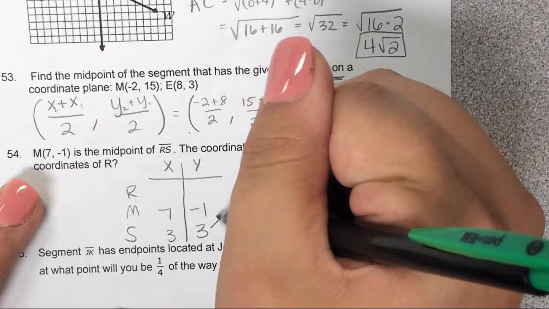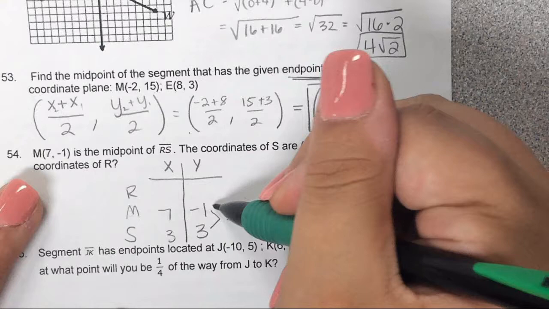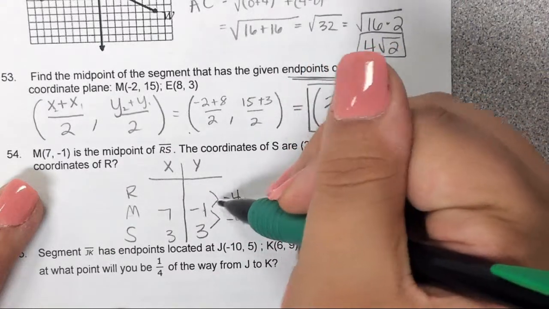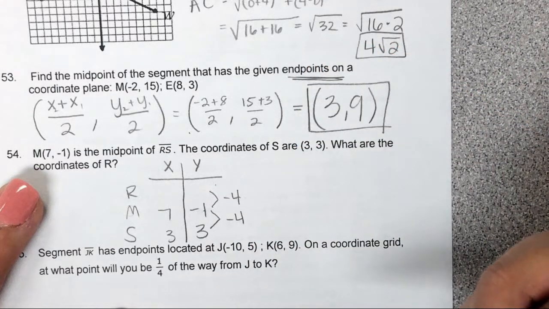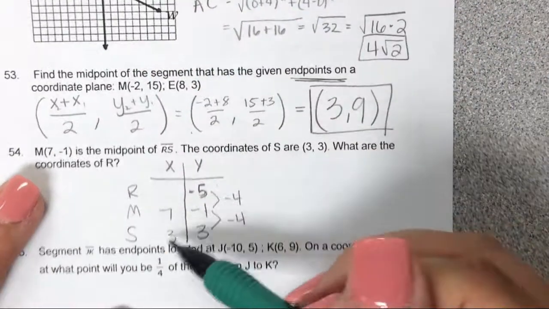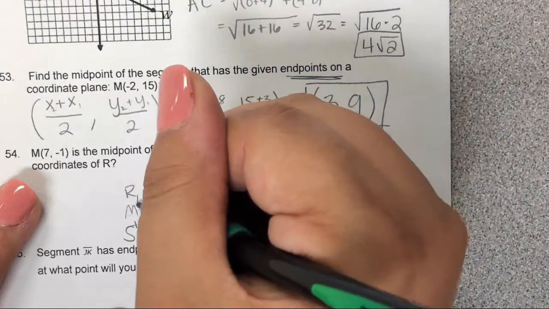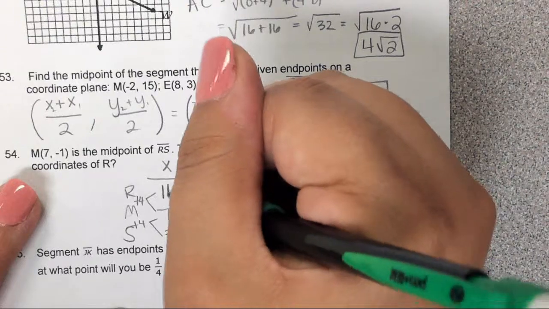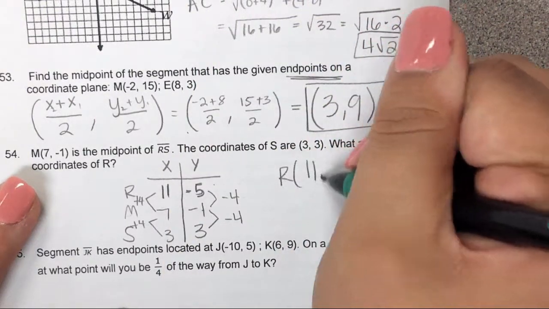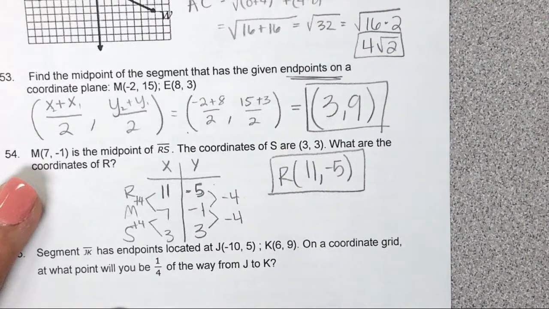See what's happening. How do you go from 3 to negative 1? Minus 4, right? So I'm going to do minus 4 again. What's negative 1 minus 4? Negative 5. Then right here, how do you go from 3 to 7? Plus 4. So what's 7 plus 4? 11. So that tells me that R is at 11, negative 5. Does that make sense? Does that make it easier doing a chart versus doing everything else? Yeah.